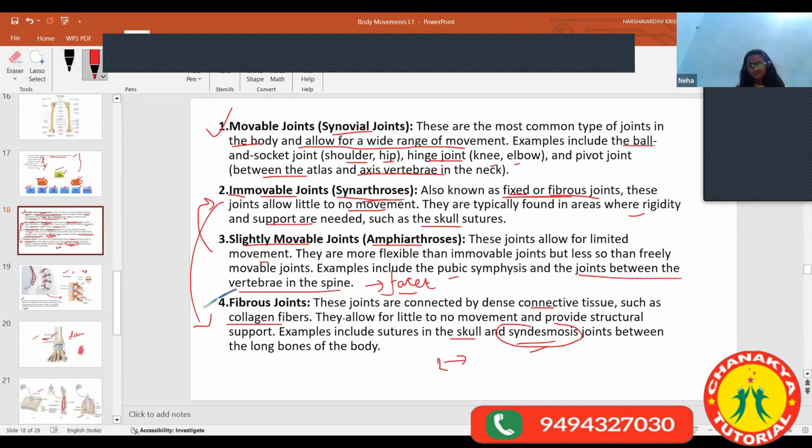And then fibrous joints. These joints are connected by dense connective tissue such as collagen fibers. They allow for little movement or no movement. They are also like no movement. Actually, this is immovable joints only.